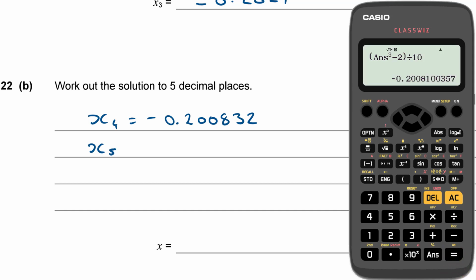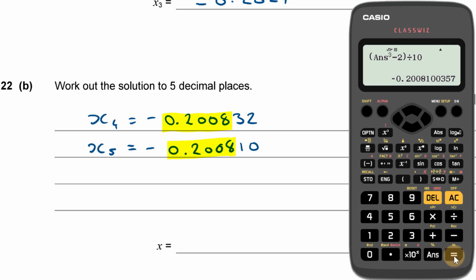Then let's generate x5. So press the equal button again. You can see that gives me minus 0.200810. Okay, so you can see it's kind of settled down up to about here so far, to 4 decimal places. Let's do another one.